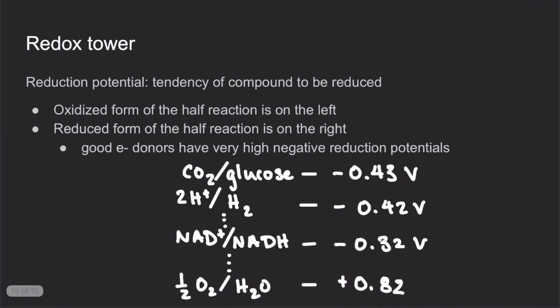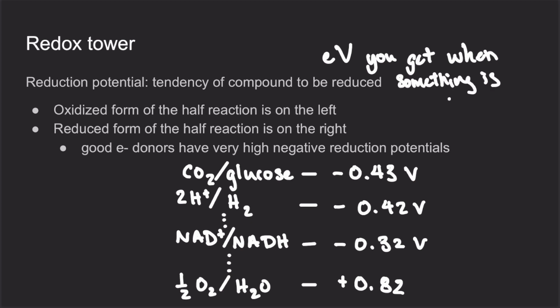The final thing is putting this all together with the redox tower. Now, I wasn't able to draw the entire thing, but this is the basics, okay? The redox tower shows us the reduction potentials. So, essentially, it's the tendency of a compound to be reduced. Essentially, how many electron volts, is that EV? I don't remember. Electron volts you get when something is reduced. And it's given in a half reaction.